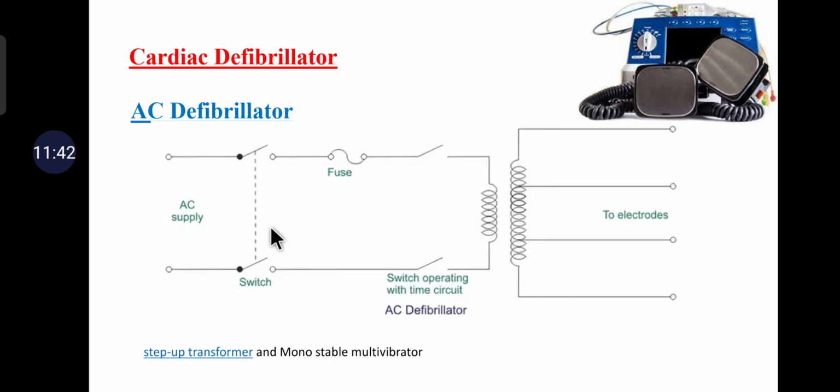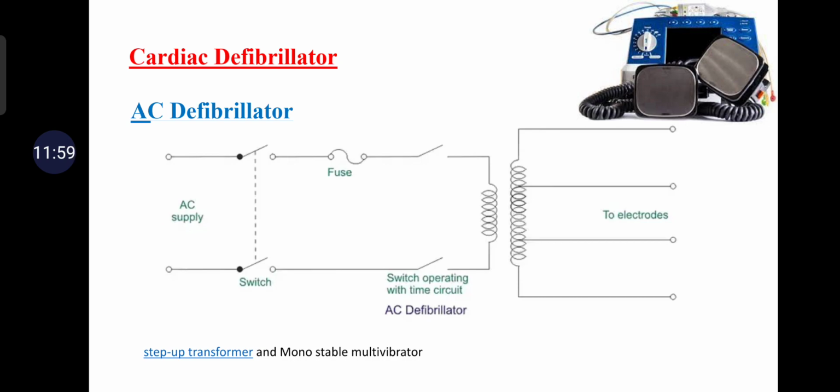So various tappings are available along the secondary winding. They are connected to the electrode that delivers an electric shock to the heart of the patient, with voltage values ranging from 250 volt to 750 volt in the AC external defibrillation.